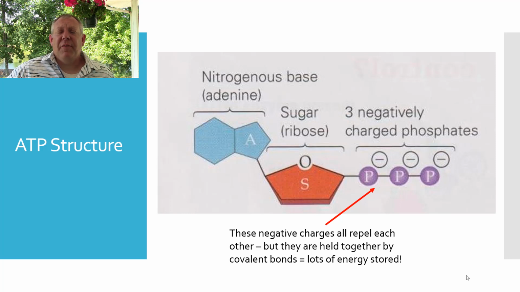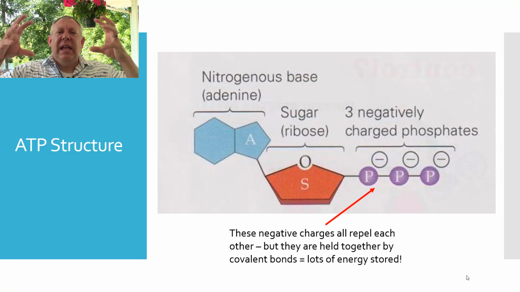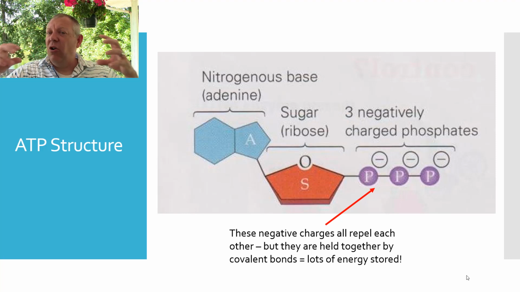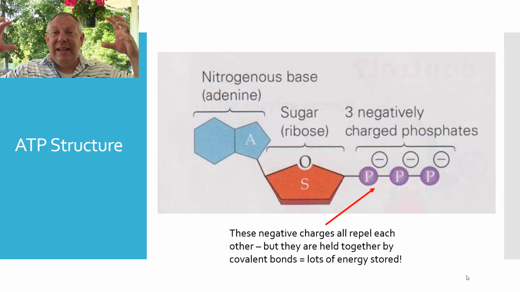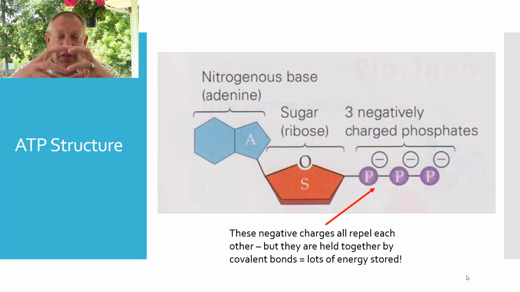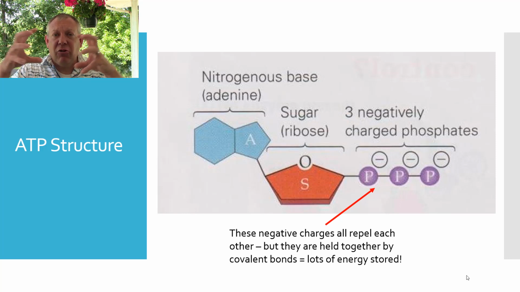You remember we talked about phosphate before. A phosphate is a phosphorus with 4 oxygens attached to it, and it's got a negative charge. So now you're jamming together 3 of these big molecules with that negative charge. Negative charges repel. They don't want to come together. To get them to come together, you've got to really put a lot of energy into it until they get so close that they start sharing electrons and they're held together.